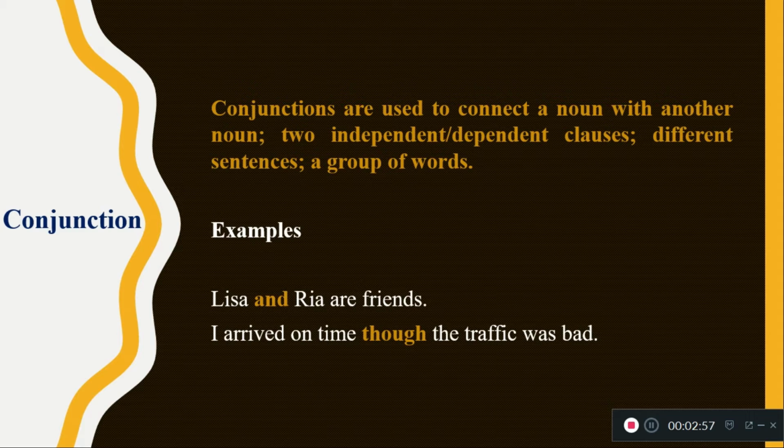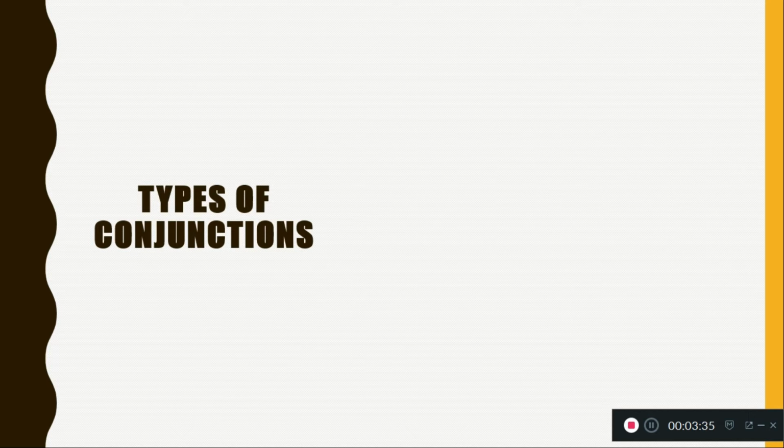First of all, let's learn what is conjunction. A conjunction is a word used to connect words, clauses, or sentences. Look at the examples. Lisa and Ria are friends. I arrived on time though the traffic was bad. In the first sentence, the conjunction and is used to connect two words, Lisa and Ria. In the second sentence, the conjunction though is used to connect two clauses. The clauses are I arrived on time and the traffic was bad.